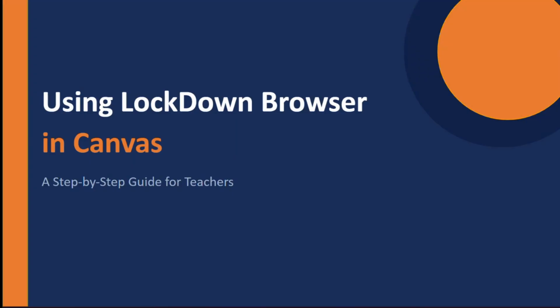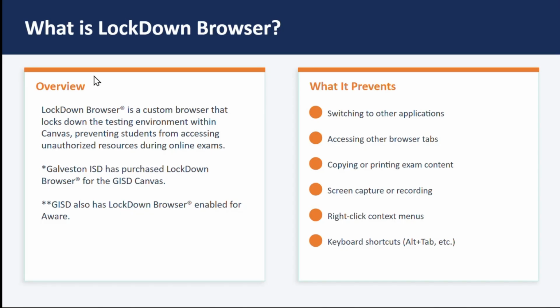Very quickly, let me just kind of go through this. So we know what Lockdown Browser is. It's a browser that locks the students into the test environment. So they get to Canvas in Chrome, but once they launch a quiz that's been set up to run through Lockdown Browser, it will go into a Lockdown Browser screen. And then it's running in a different browser.